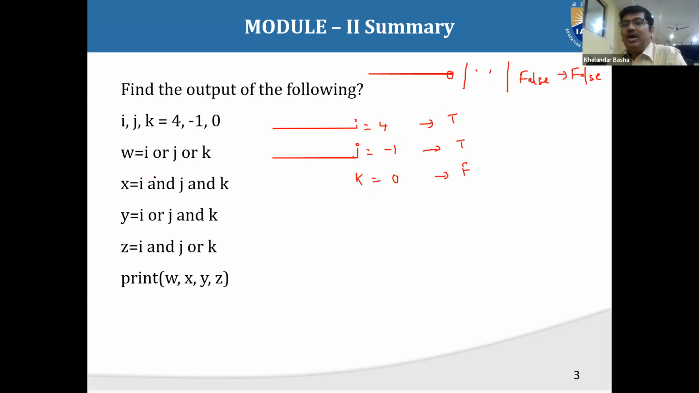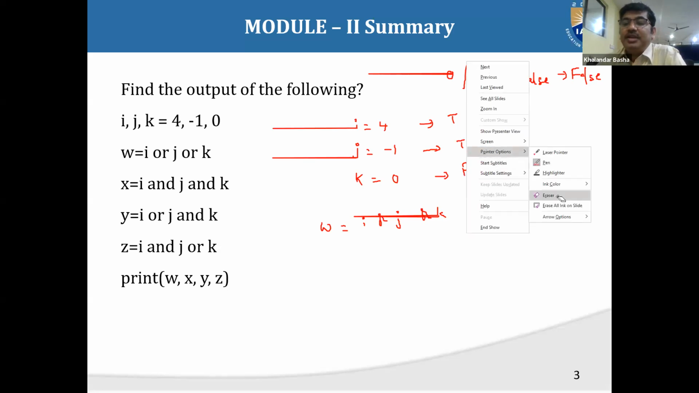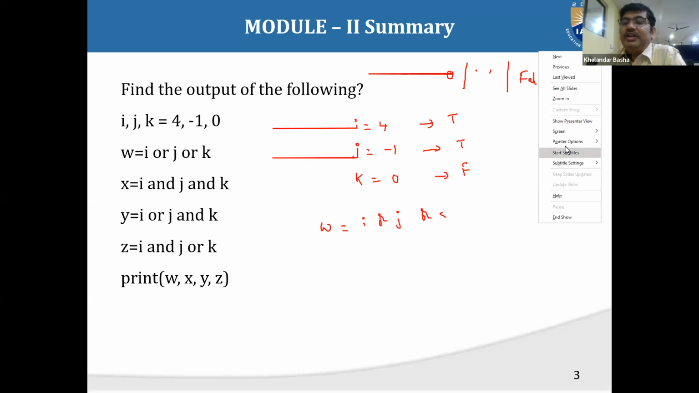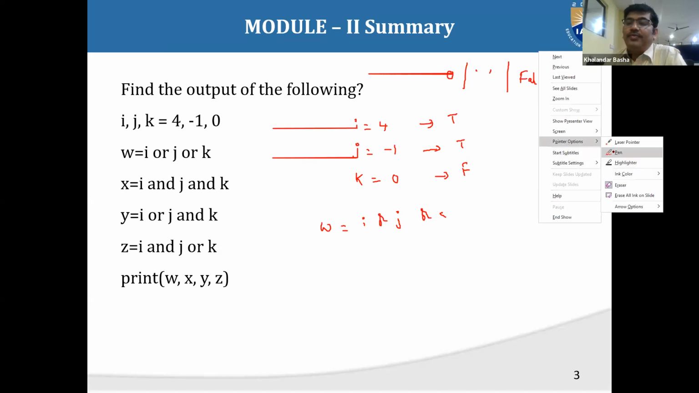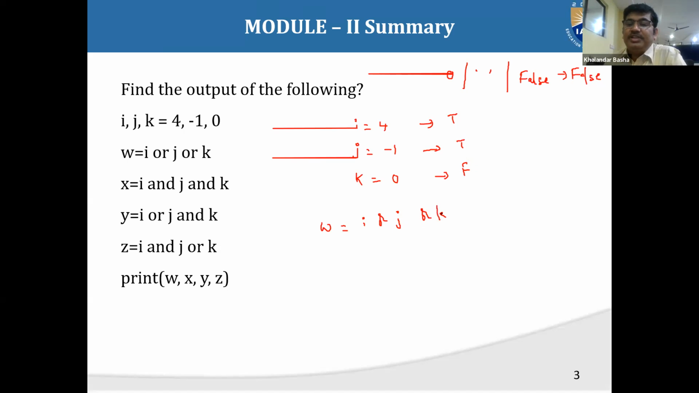First we will see the OR logic. What is the W that is given? W is equivalent to i ORed with j ORed with k. Whenever we have multiple operators, first it will check the order of precedence. As both operators are OR operators, the same operator, the evaluation will always be done from left to right.